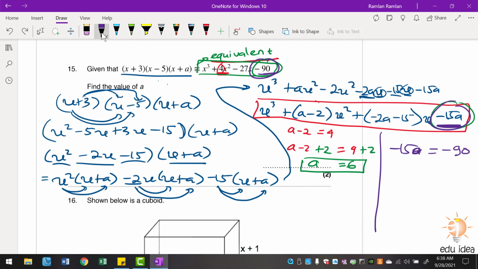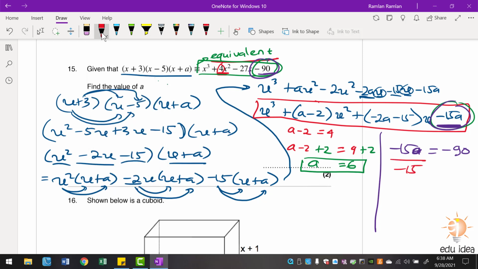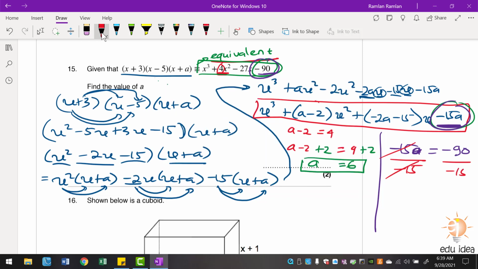So when you want to get rid of this minus 15, you do the opposite operation of multiplication, which is division. So you divide by minus 15, because we can cancel these two numbers. Minus 15 divided by minus 15 is just 1, and 1a is just a. You do the same thing with the other side. So we have minus 90 divided by minus 15, which is also equal to 6. You get the same exact answer, okay?